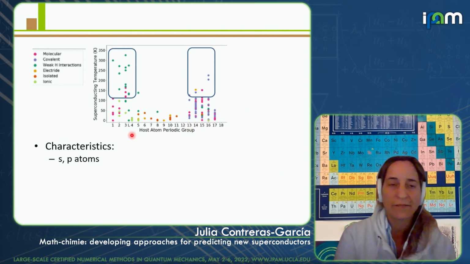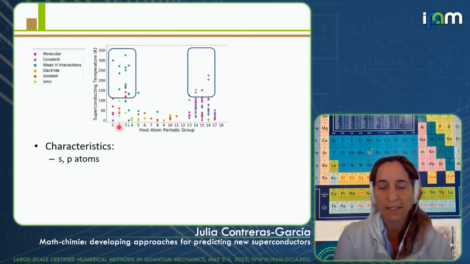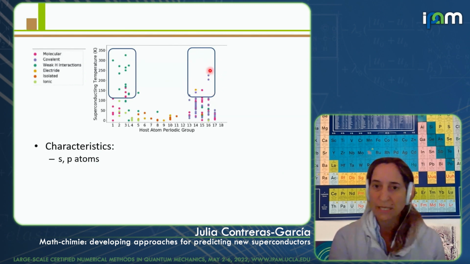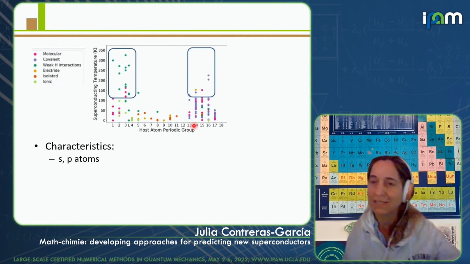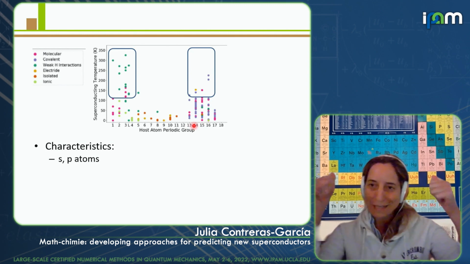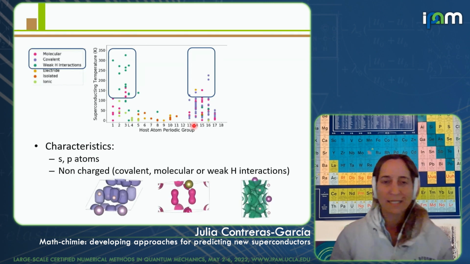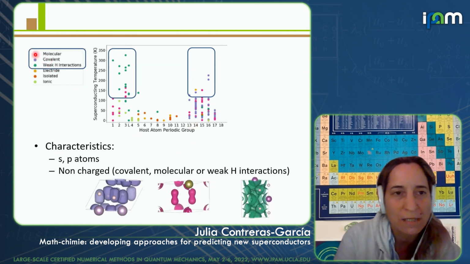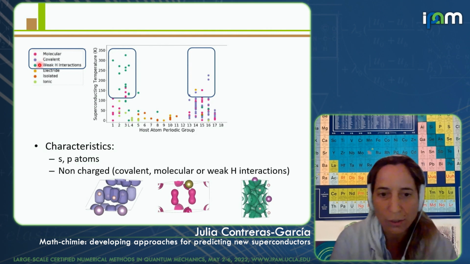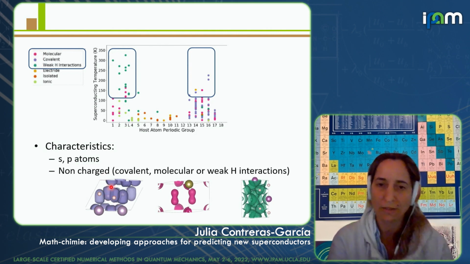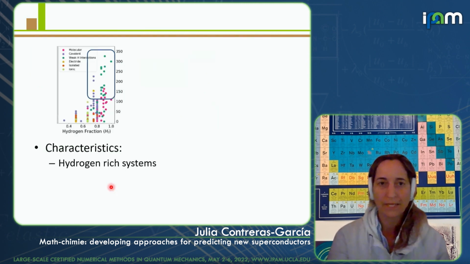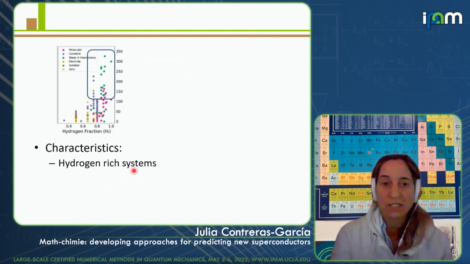So we classified our systems in terms of TC and the periodic table. As you can see, the high TCs are all concentrated for S and P atoms. So since I have it in my background, you can just check it's both ends of the periodic table. And it's these systems in pink, violet, and green. So those were actually the non-charged ones: covalent, molecular, and weak interaction. They are all hydrogen-rich systems.